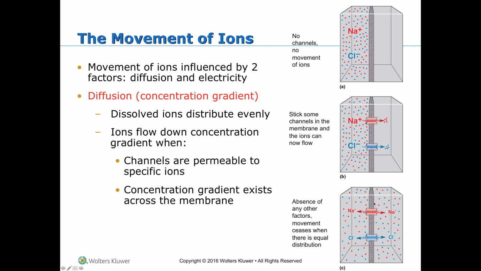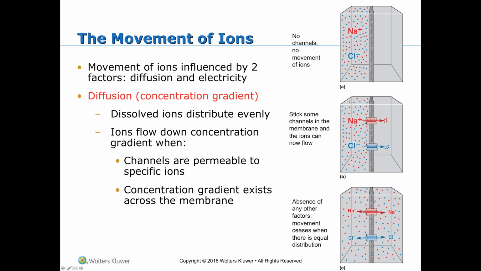So, for the rest of this lecture, what we're going to be doing is talking about movement of ions: diffusion, concentration gradients, and we'll start talking about the idea of conductance and resistance and current. The movement of ions is influenced by two different factors, diffusion and electricity. Diffusion is what we refer to as a concentration gradient.